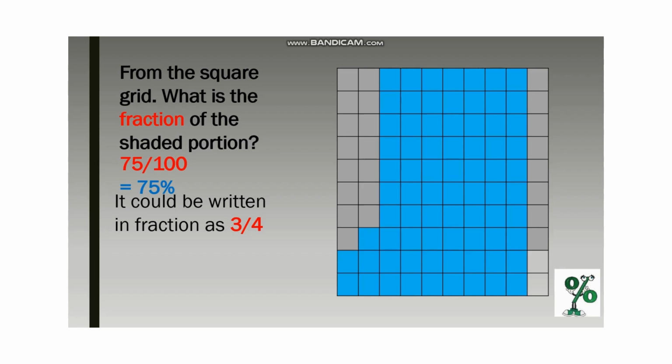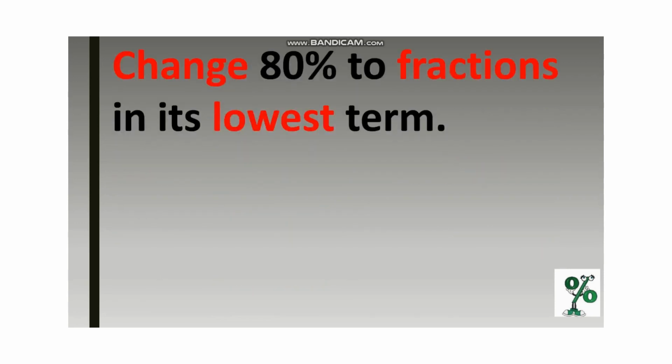Okay, so let's quickly go to changing percentages to fractions, and so we express them in lowest terms. So 80%, 80% could be written as 80 over 100. Don't forget that. And by the time you reduce this, it will give you 8 over 10. And 8 over 10 could also be reduced to 4 over 5.